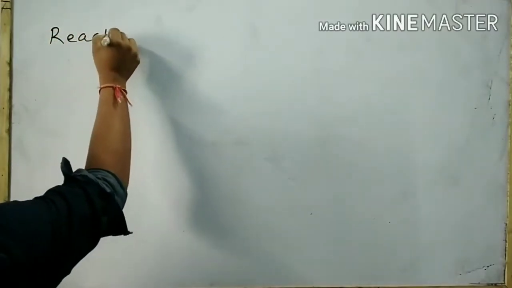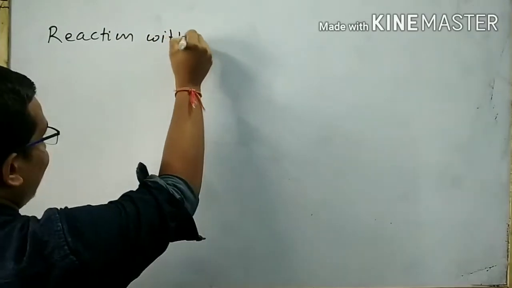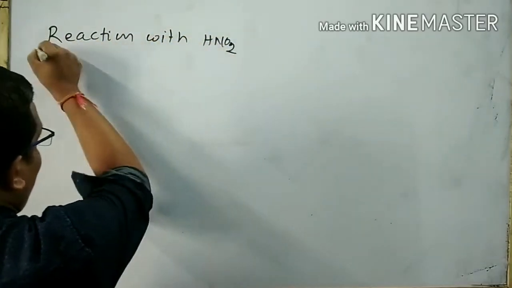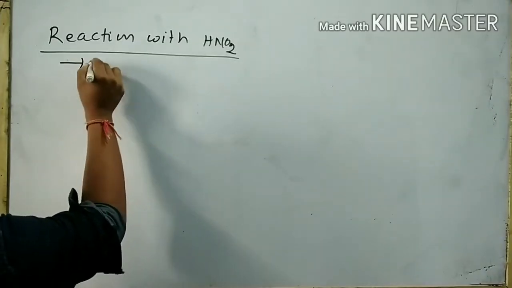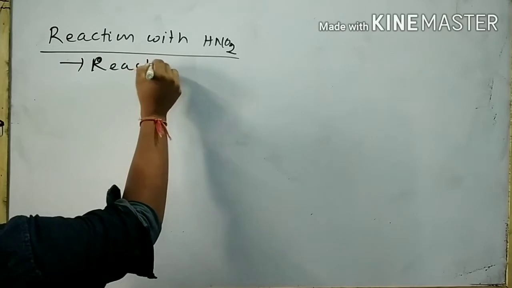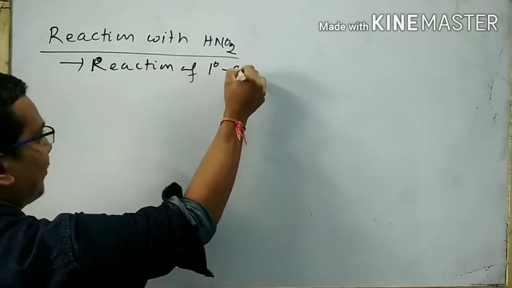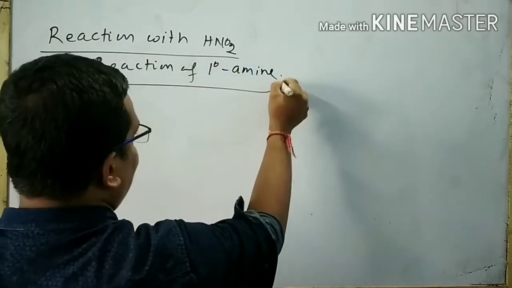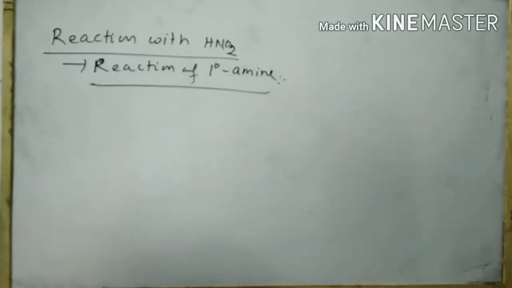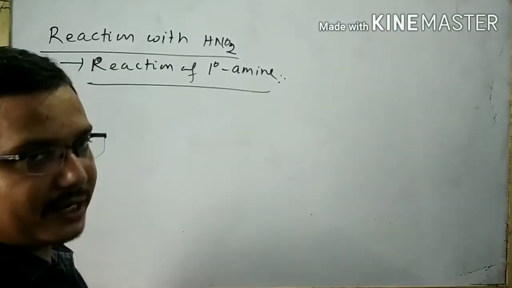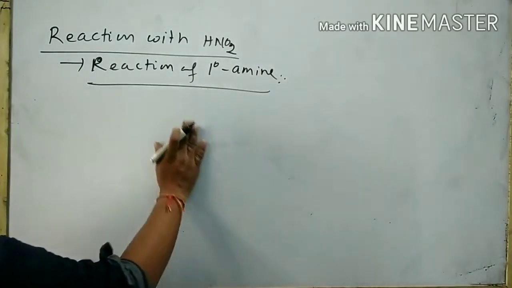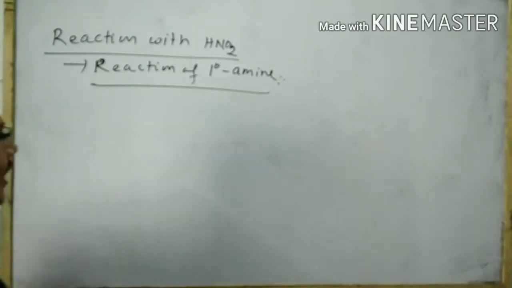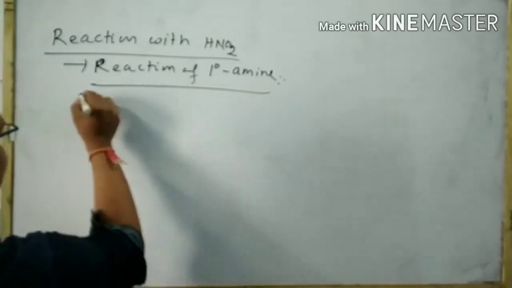Now I will discuss the reaction of amine with HNO2. At first I will see the reaction of 1 degree amine. That means we think about the reaction of aliphatic 1 degree amine and also aromatic 1 degree amine. At first I will see the reaction of aliphatic 1 degree amine.